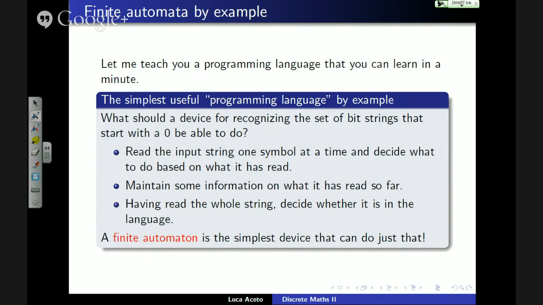Since we want to recognize strings, and we want to figure out whether these strings belong to the language that we want to recognize or not, the natural thing is to say that the machine reads the input string 1 symbol at a time. And as it reads the input symbol, it will make some decision in order to remember some interesting information about what it has seen so far. Is it good? Is it bad?